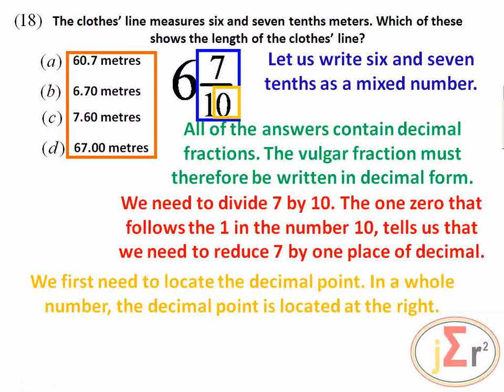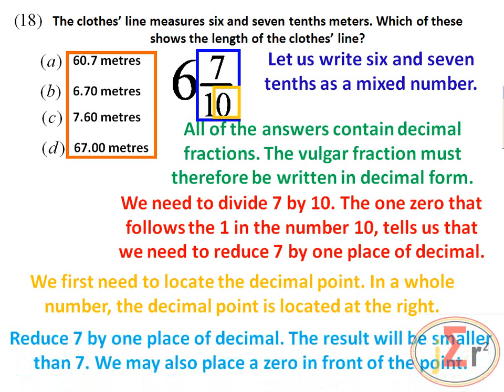We first need to locate the decimal point. In a whole number, the decimal point is located to the right. So we will reduce 7 by 1 place of decimal. The result will be smaller than 7. We may also place a 0 to the left of the point. So there we have 7. 7 is a whole number. In a whole number, the point is located to the right. We will reduce 7 by 1 place of decimal. And we do it like this.